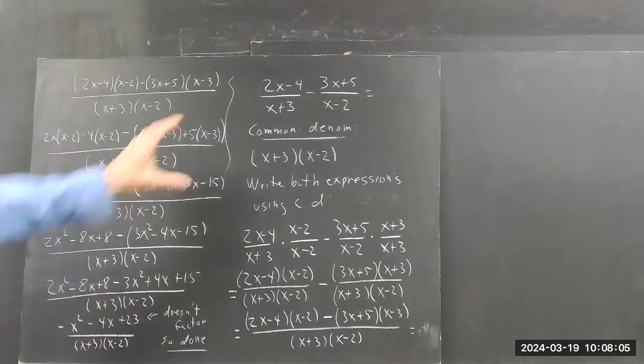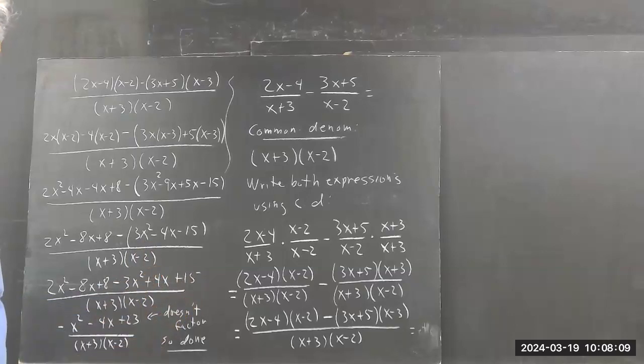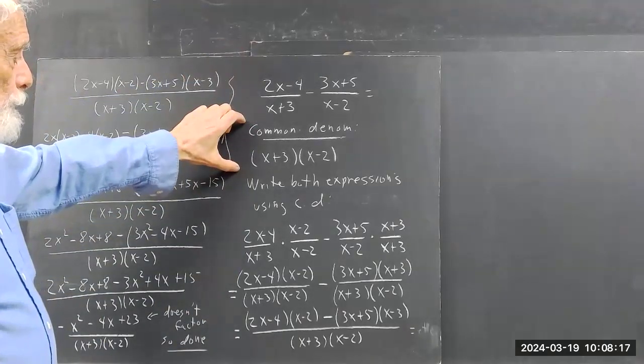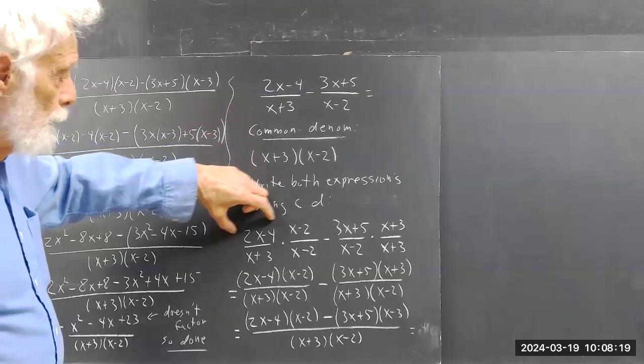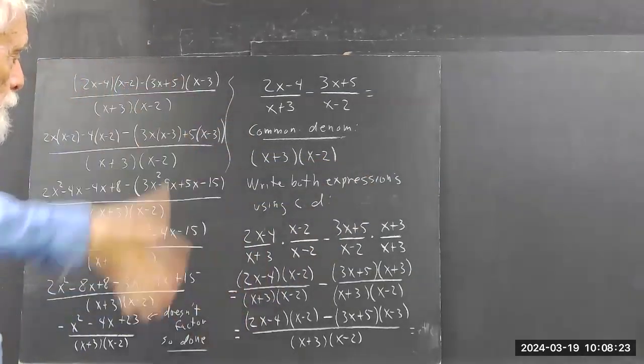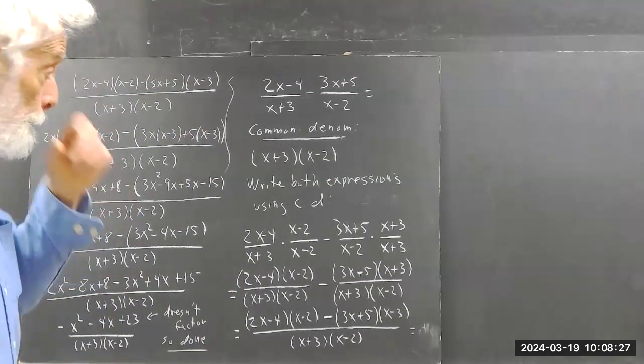Okay, so that's an addition or subtraction. That's what you do with addition or subtraction. Those are the details. You can start by finding the common denominator. You put everything over the common denominator, and then you go ahead and just do the algebra to simplify it.